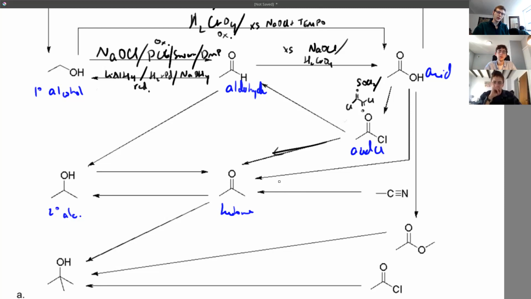Oh, can you do DIBAL? So you could use one of those to go from acid chloride to aldehyde, which we actually forgot about. So here you would use this lithium aluminum hydride tri-tert-butoxy thing, in that direction. Because this one, for whatever reason, likes acid chlorides and reduces those specifically. It's a good option, I guess.